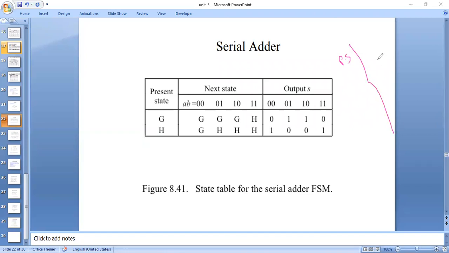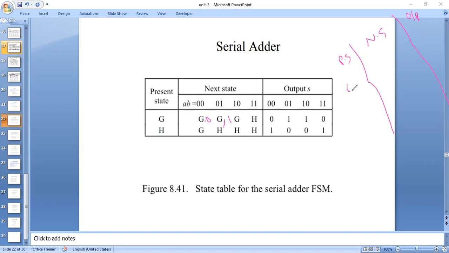Present state, next state, and output, right? So these 3 columns. And here we have 2 states in Mealy type. So what are G and H? Here you have to observe the output. Look here, for G there is output 0 here, and here there is output 1. So we have different outputs for this G state.